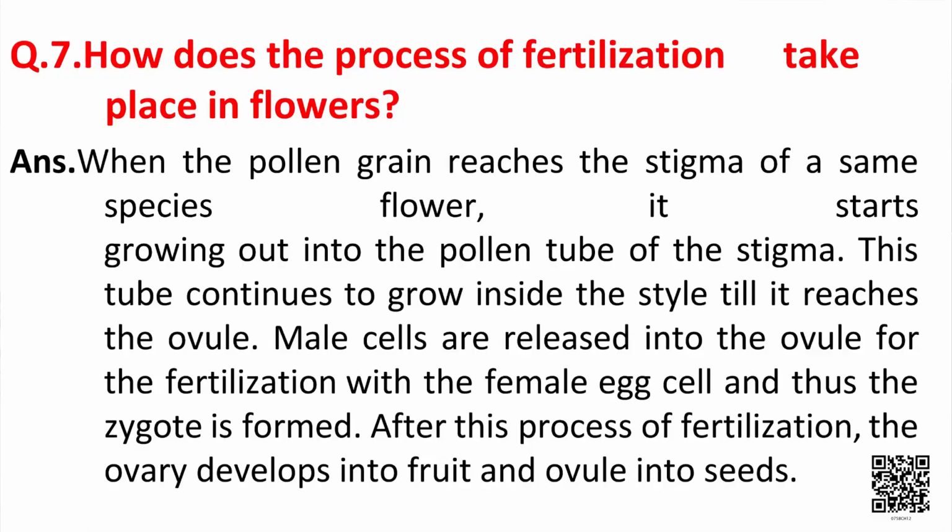With this, let us move on to the seventh question, students, which is how the process of fertilization takes place in flowers. When the pollen grain reaches the stigma of a flower of the same species, it starts growing out into the pollen tube of the stigma. This tube continues to grow inside the style till it reaches the ovule. Male cells are released into the ovule for fertilization with the female egg cell, and thus the zygote is formed. After this process of fertilization, the ovary develops into fruit and the ovule into seeds.